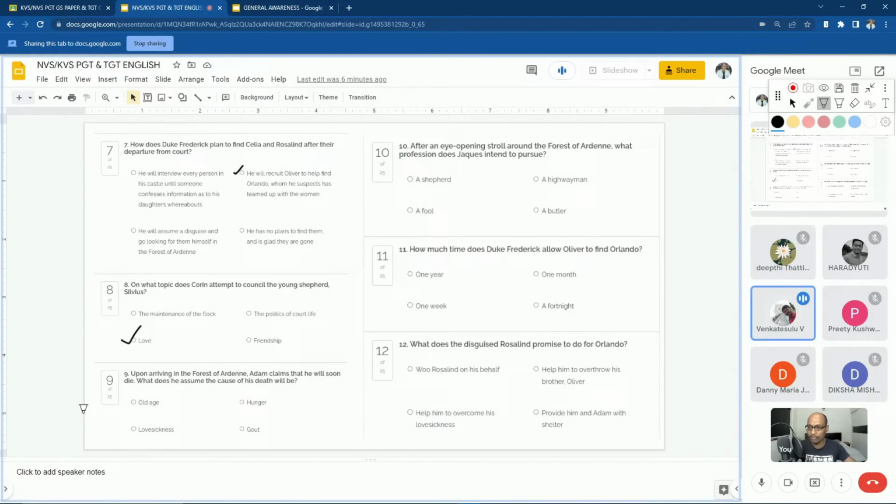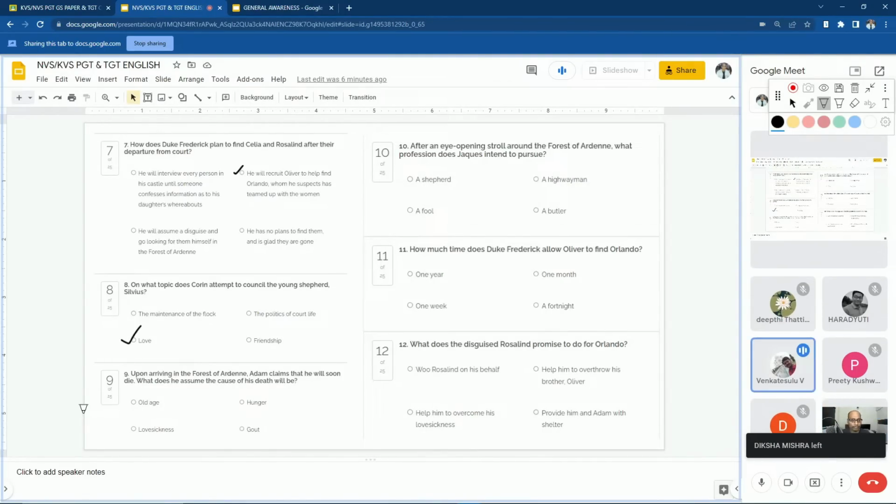Upon arriving in the forest of Arden, Adam claims that he will soon die. What does he assume the cause of his death will be? Hunger. Right. Next.